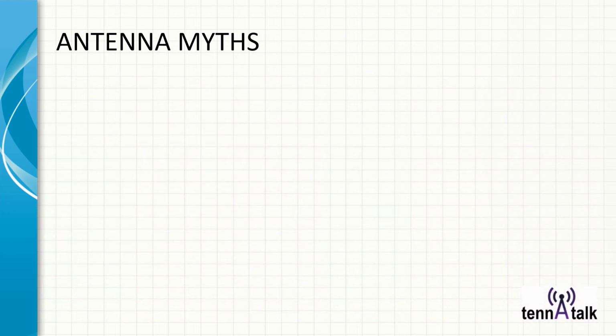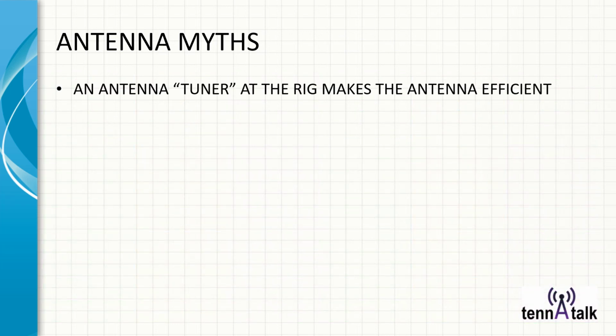So now let's talk about a couple antenna myths. Number one, my favorite. An antenna tuner at the rig makes an efficient antenna. No, not so much. A rig tuner really makes the coax, the impedance of the incoming coax, look more favorable to the rig so that when it transmits, it's not trying to reflect a lot of that power back into the rig. It's adjusting the overall system to be a little bit more tolerable or swallowable by the transmitted power from the rig.